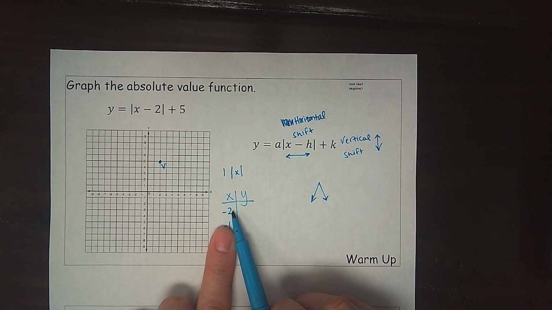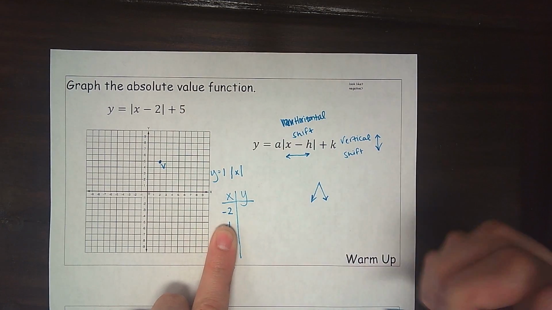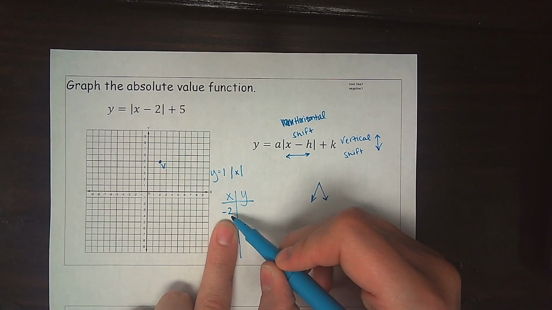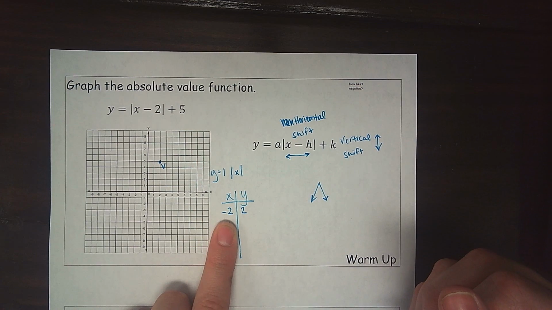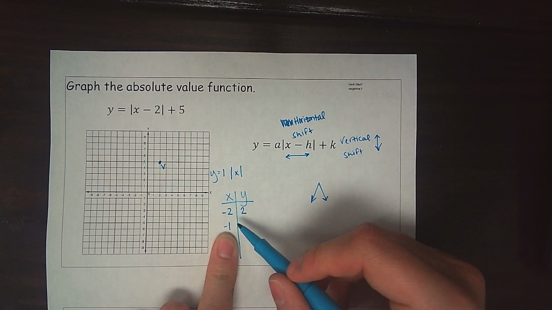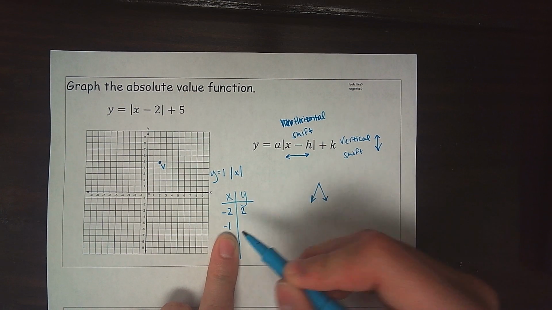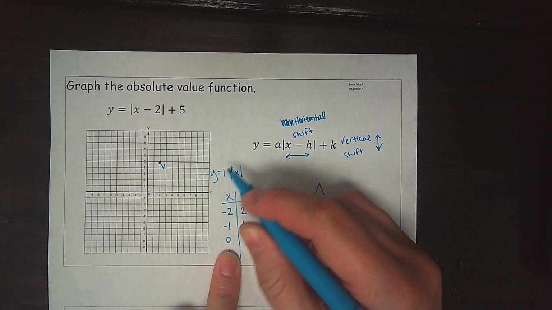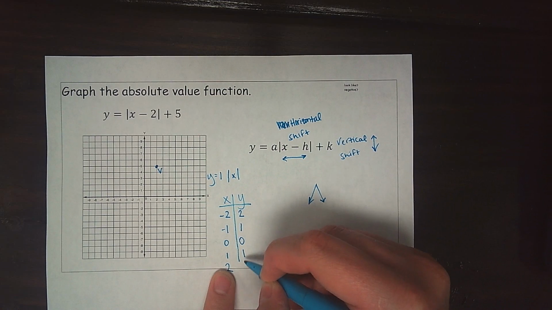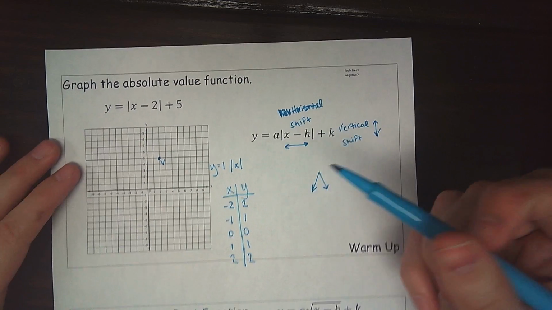Now when I plug in negative 2 into this equation, the absolute value of negative 2 is just 2. When I input negative 1 into my equation, I'm going to end up with a positive 1 in return. Same thing, when I input a 0, I'm going to get a 0, etc. So now, what the heck does this table tell us?